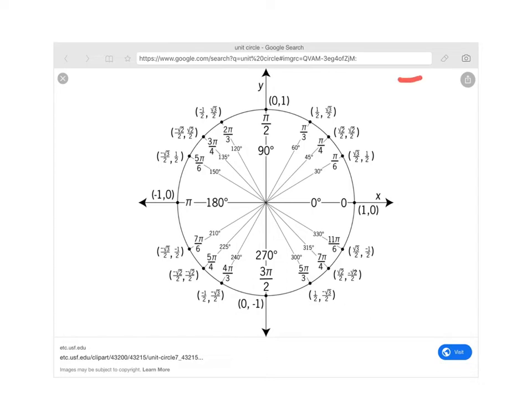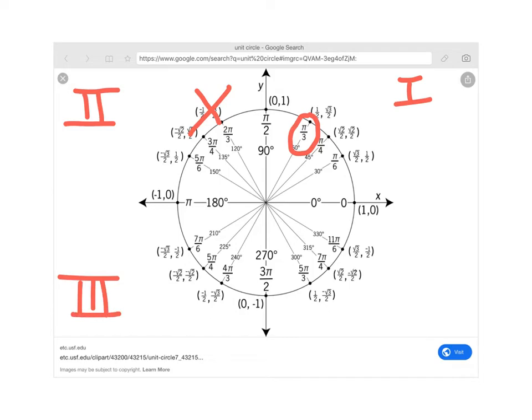So starting in quadrant 1, I can see that cosine, or my x value, is positive 1/2 at pi over 3. Jumping to quadrant 2, I can see that all my cosines, or x values, are negatives, so there will be no solution over here. The same thing applies in quadrant 3. All my cosines are negative, so there's going to be no positive 1/2 over here. And then lastly, in quadrant 4, I know cosine, or my x values, are positive again, so cosine is positive 1/2 at 5 pi over 3.